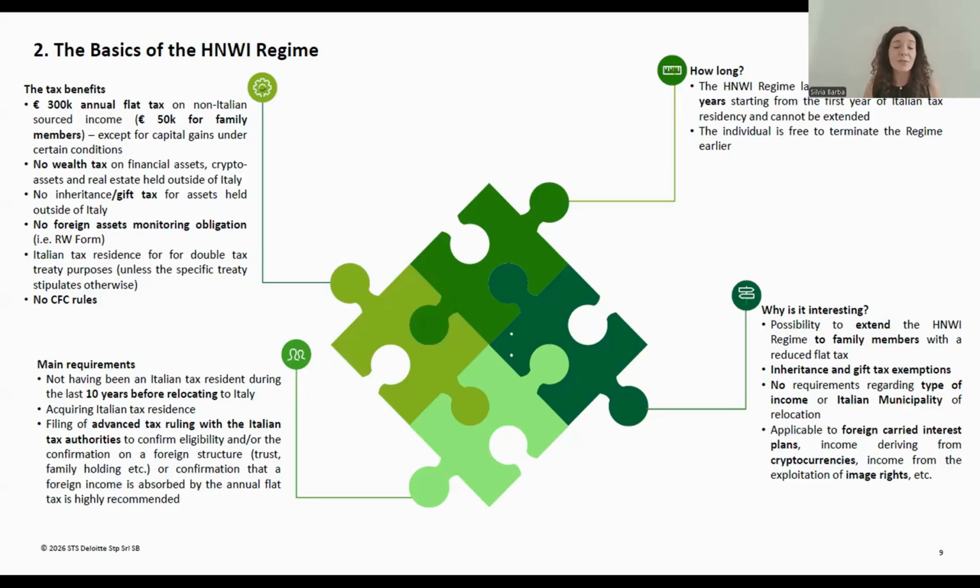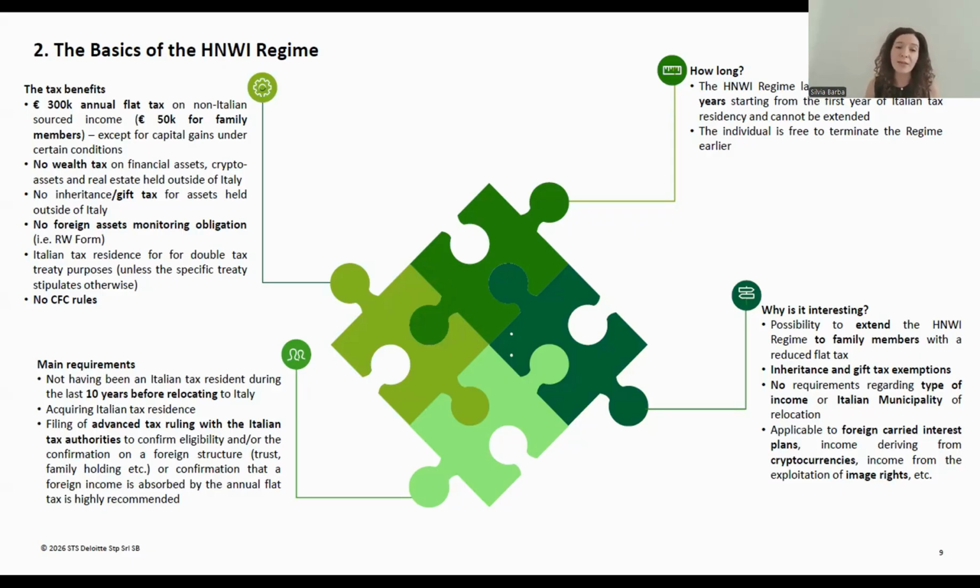It is interesting because absolutely it offers the widest range possible of benefits in terms of foreign assets and income. It also allows you to bring with you your family members and apply the very same benefits to all your family by paying a reduced flat tax.